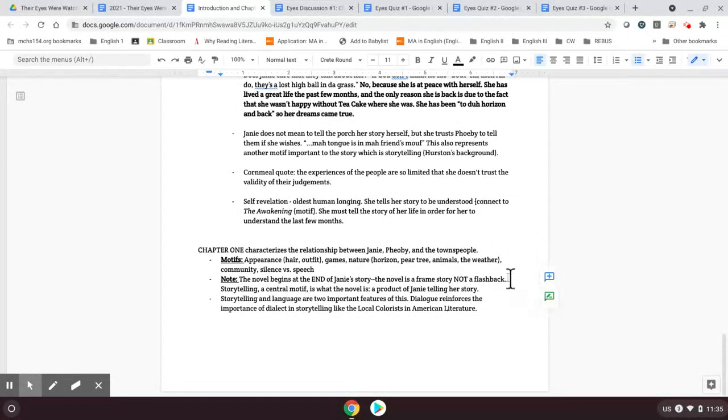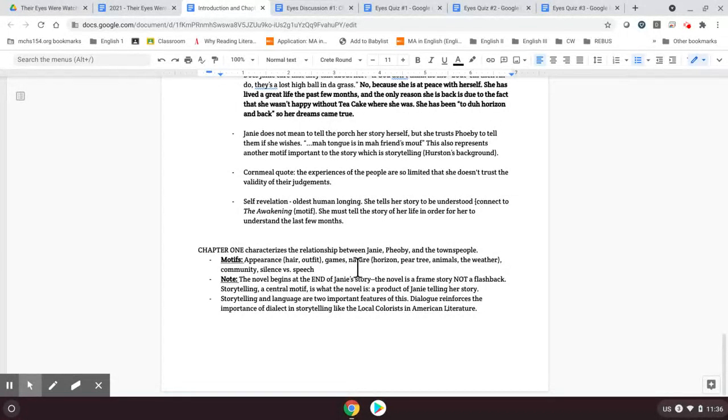Some motifs that you're going to see, and this is what I would keep track of because these are some things that your CRJ is going to ask you about. The motifs of appearance, right? Janie's hair, the outfits that she wears. Games, as in the games that people play, literal games and otherwise. Nature, which is the big one, and it can encompass a lot of different things. It's kind of this umbrella term.